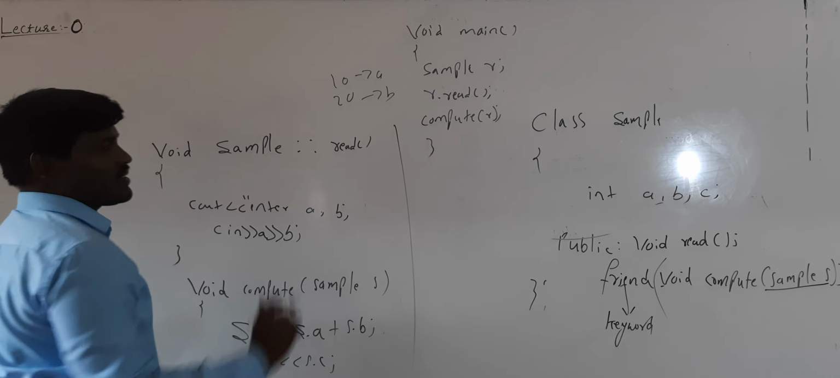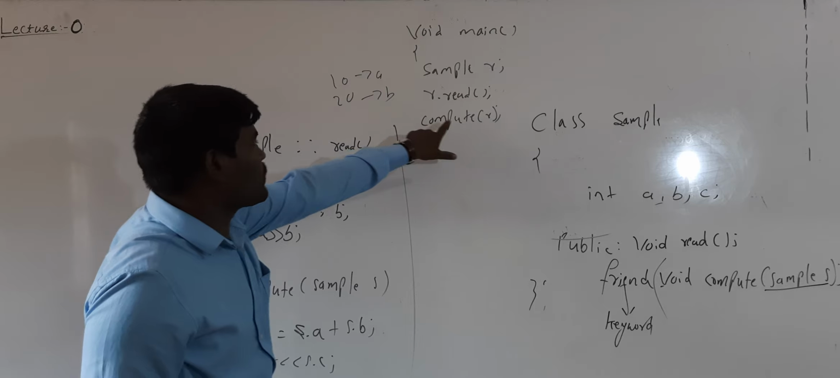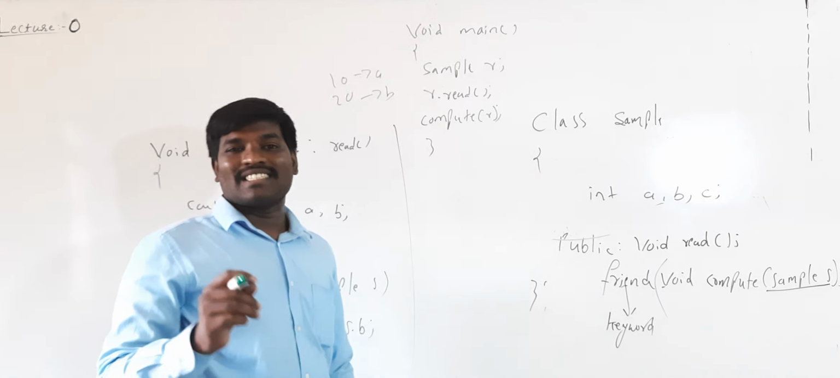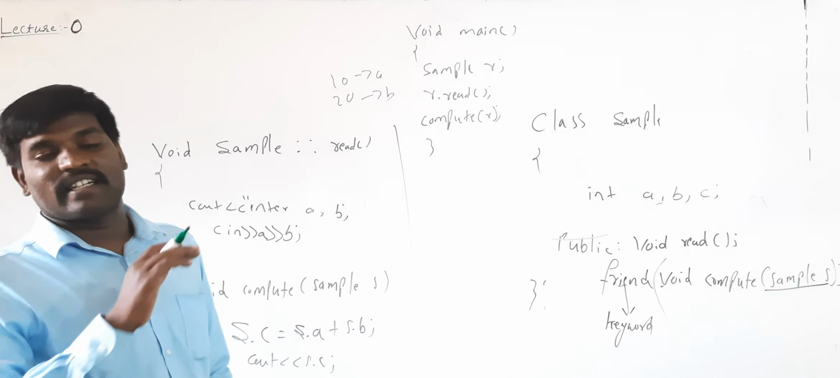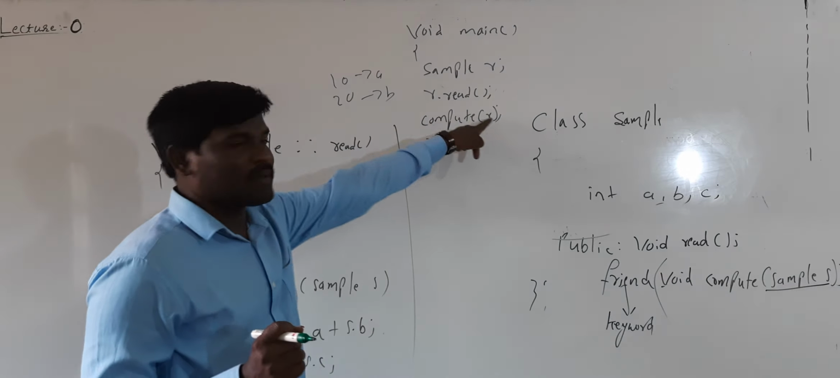I can enter 10 and 20. See here, I just mentioned compute in the bracket of r. A friend function can be called just like a normal function. It cannot be called using the object. So that's why compute in the bracket of r.